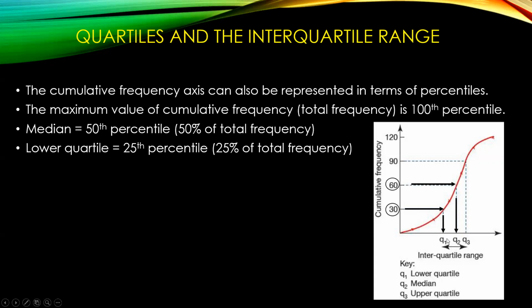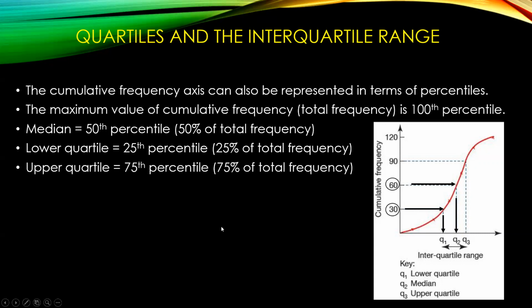Remember, Q1 is your answer, not 30. We have to read the value here. Okay, the upper quartile will be the 75th percentile, which is 75% of the total frequency. In this case it is 90. So you can read from here, Q3 is our answer.